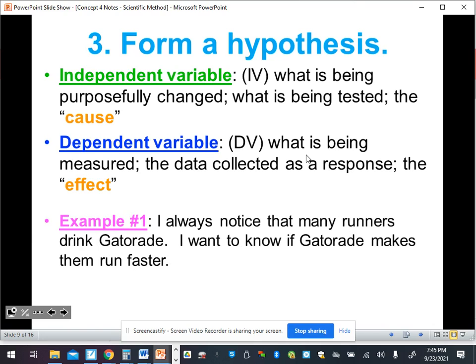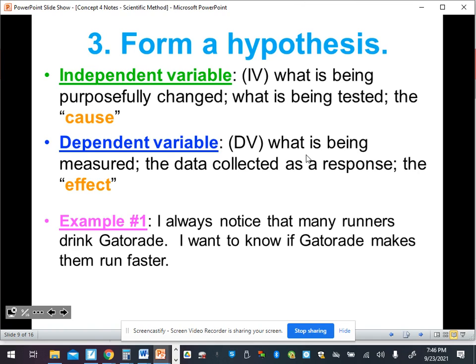All right. So now we have this example here, about the middle of page 26, example number 1. So this is the Gatorade one that I was talking about. So you always notice that many runners and athletes drink Gatorade. I want to know if Gatorade makes athletes and runners go faster. So this is our question. This is where we want to take these next few examples. So we're going to stick with this Gatorade example so we can do a whole process here.